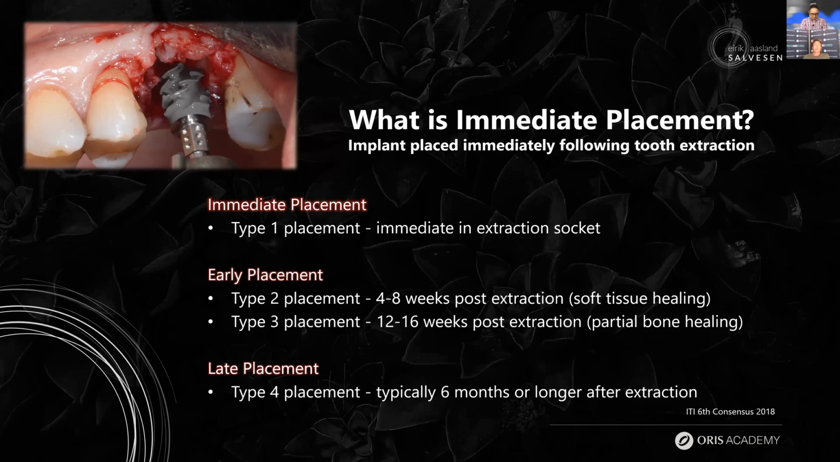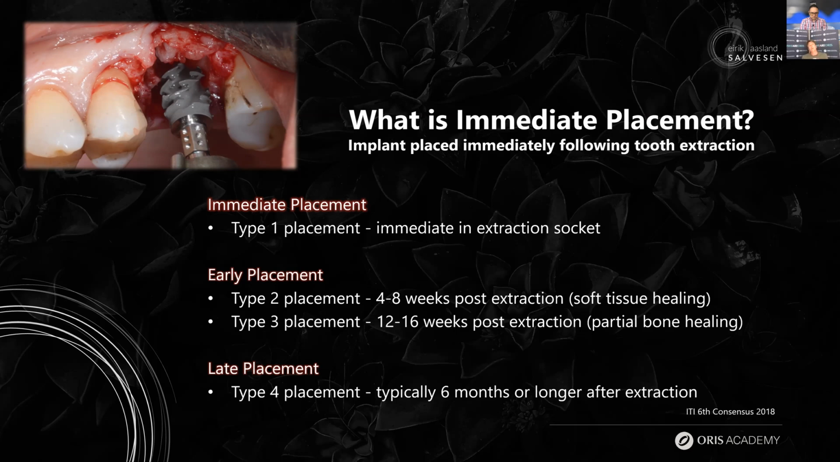After a period of 4 to 8 weeks, you will typically see soft tissue closure, but there will be little bone healing in the area. After 12 to 16 weeks, you will basically have quite a lot of bone healing, but it will be partial and it will still be a little bit of woven bone. So it will be a little bit softer. You need to know that when you enter. And then you have late placement, which is healed bone basically all over in the place.